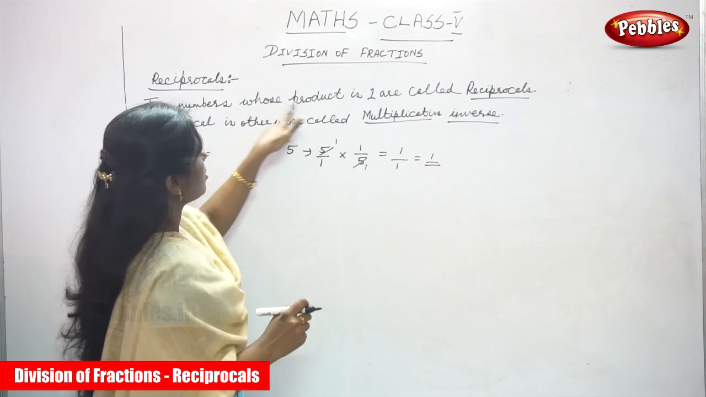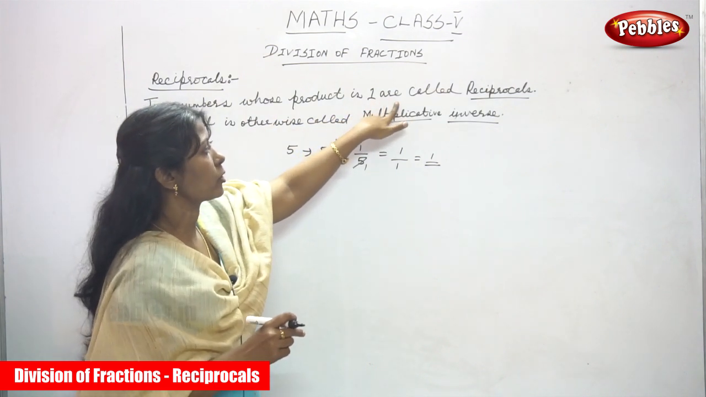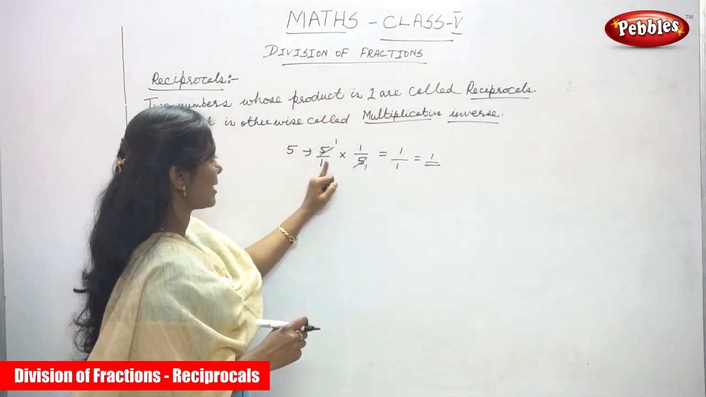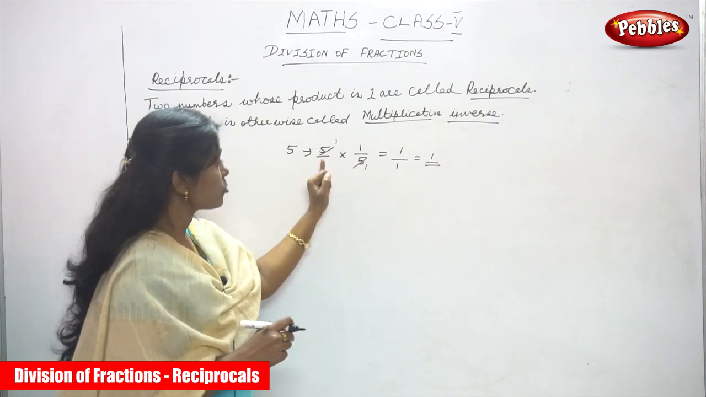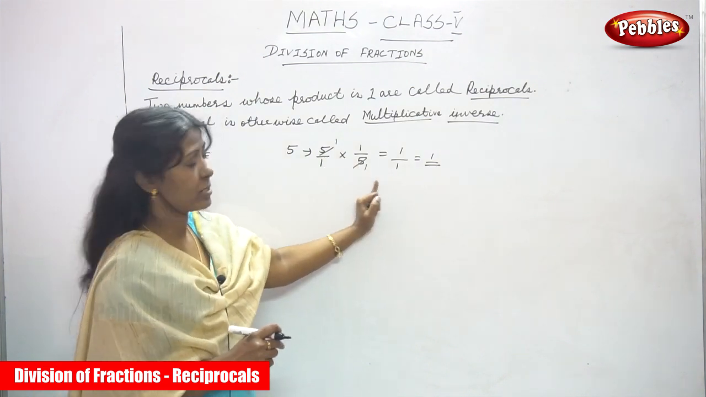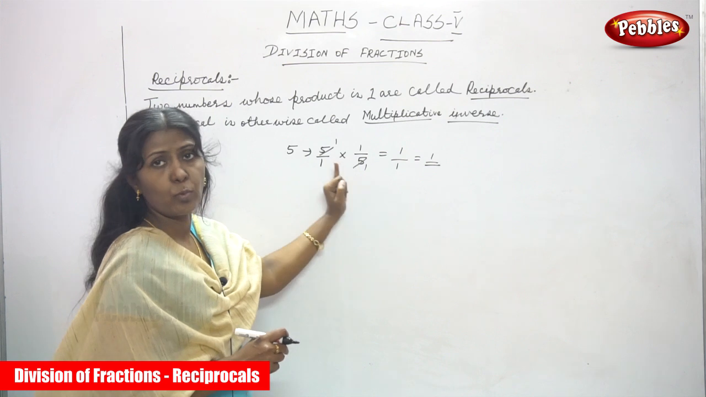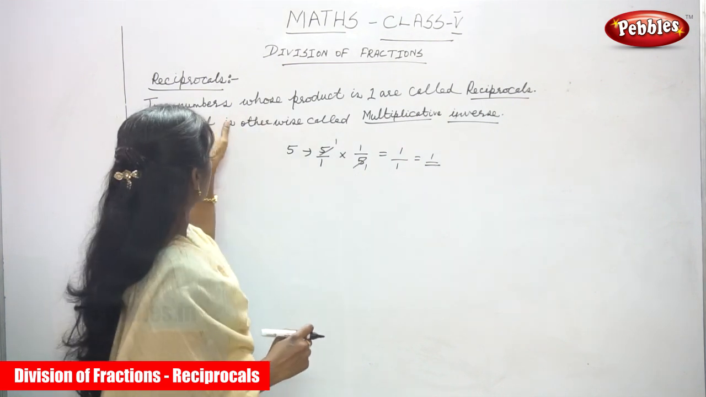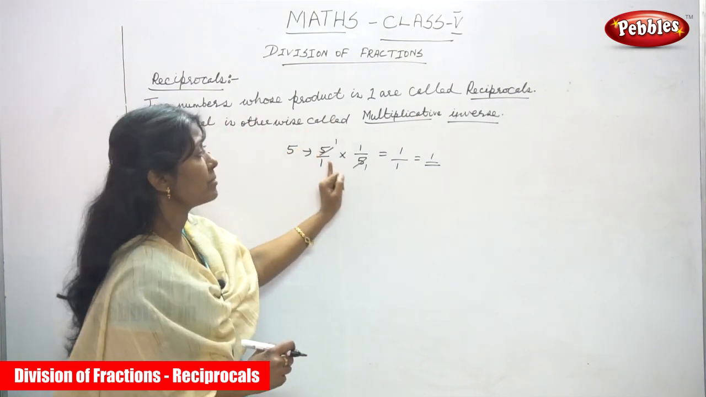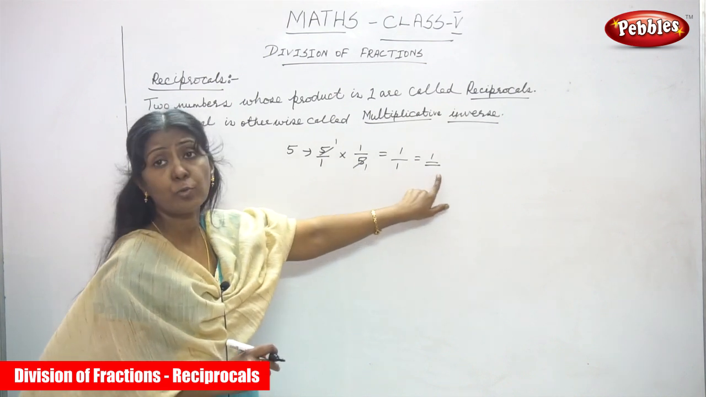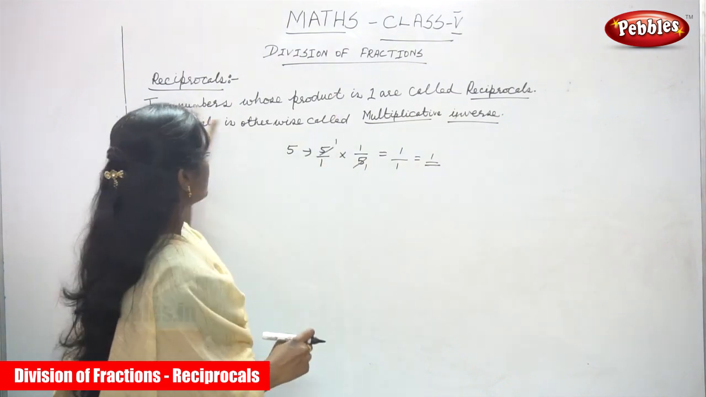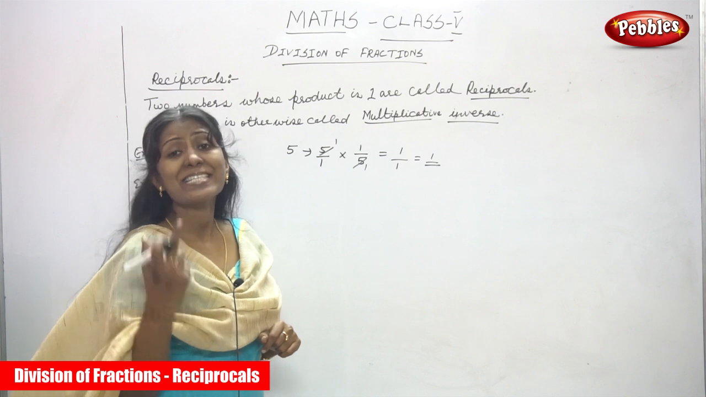So two numbers whose product is 1 are called reciprocals. This is one number, this is another number. This is one fraction, another one is a fraction. So I am going to multiply the two numbers, and the final answer I get is 1. So two numbers whose product is 1 are called reciprocals.